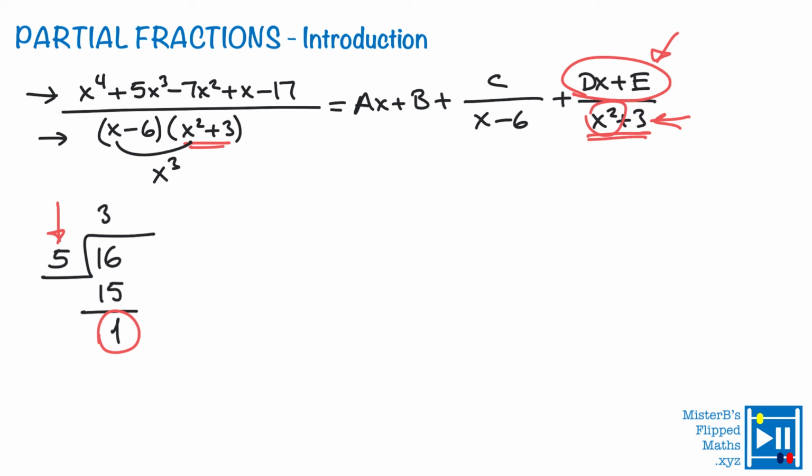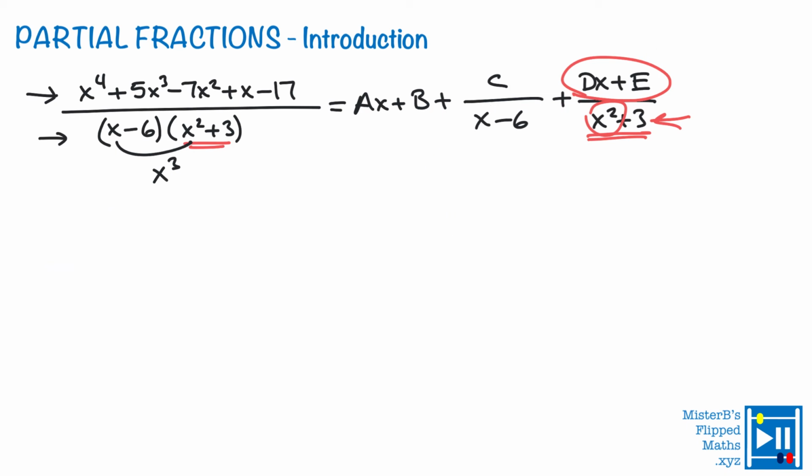Actually, that's why we are writing c over x minus 6 here, because the degree of x minus 6 is 1, because it's x to the power of 1. Therefore, this must be a remainder of degree 0, which is c times x to the power of 0. Well, any number to the power of 0 is 1, so we don't write this down, we just write c, but that is the reason.